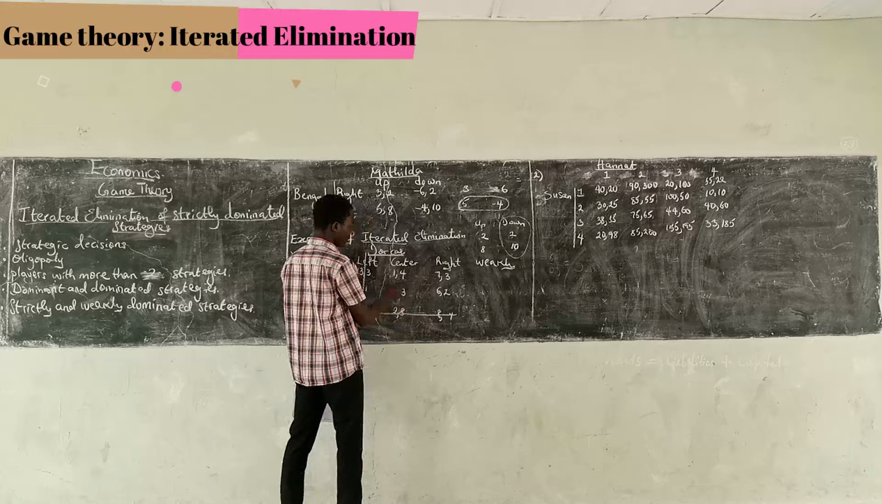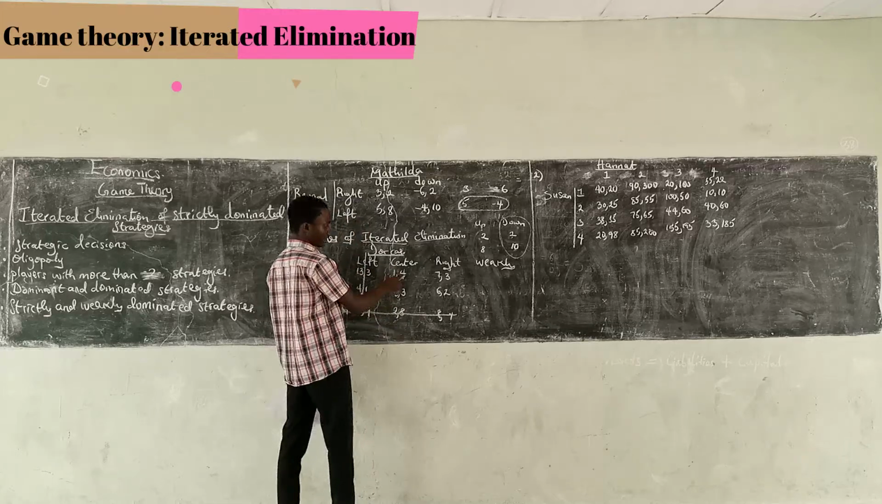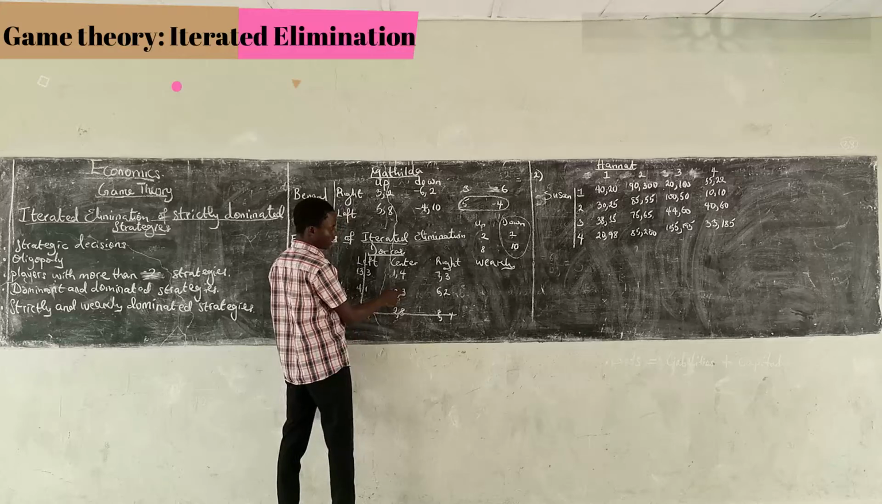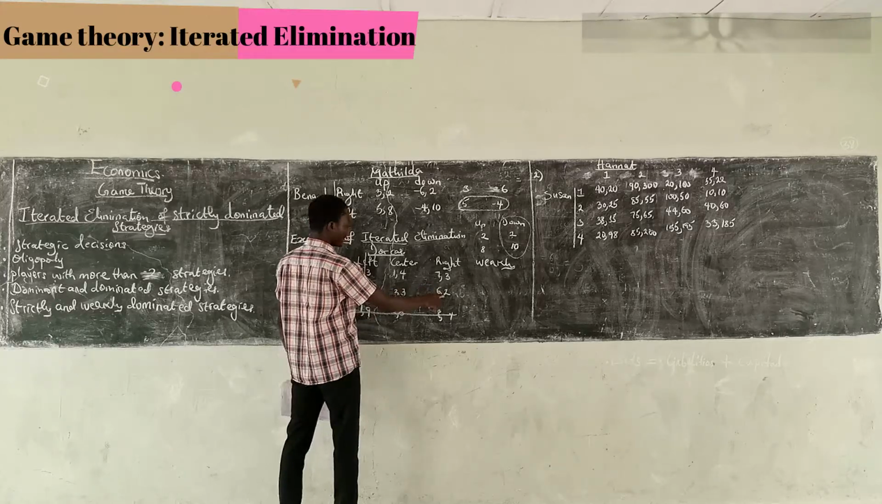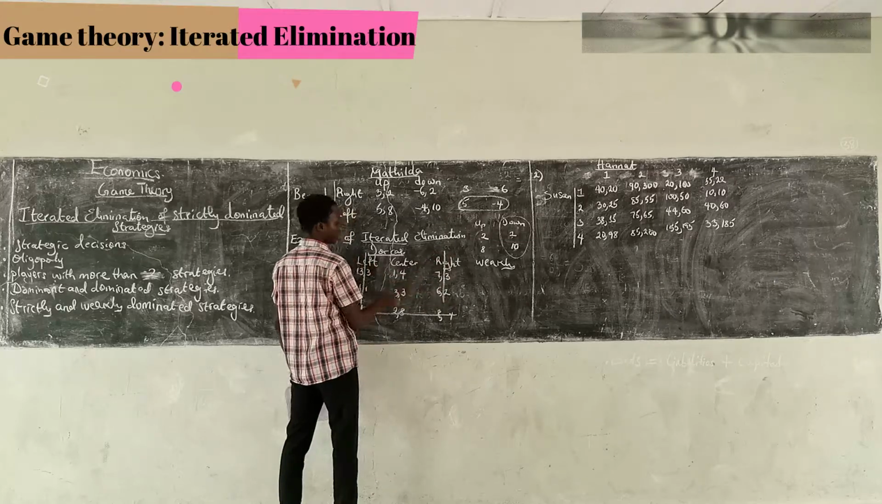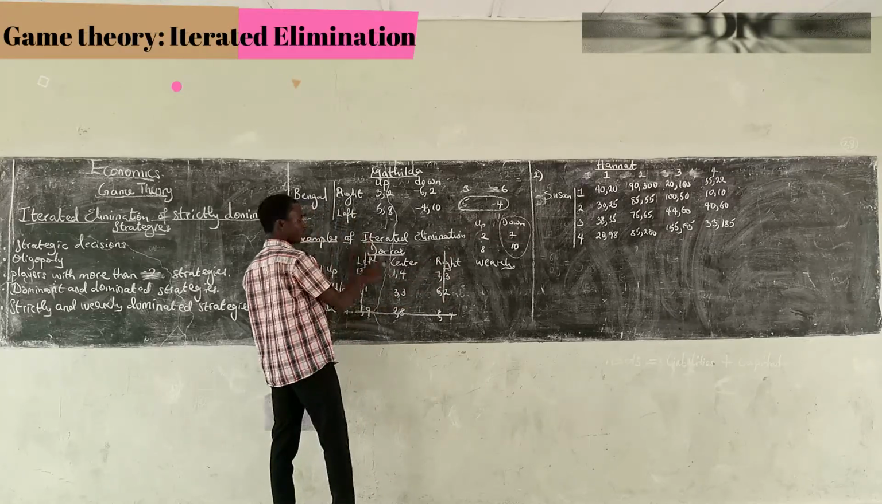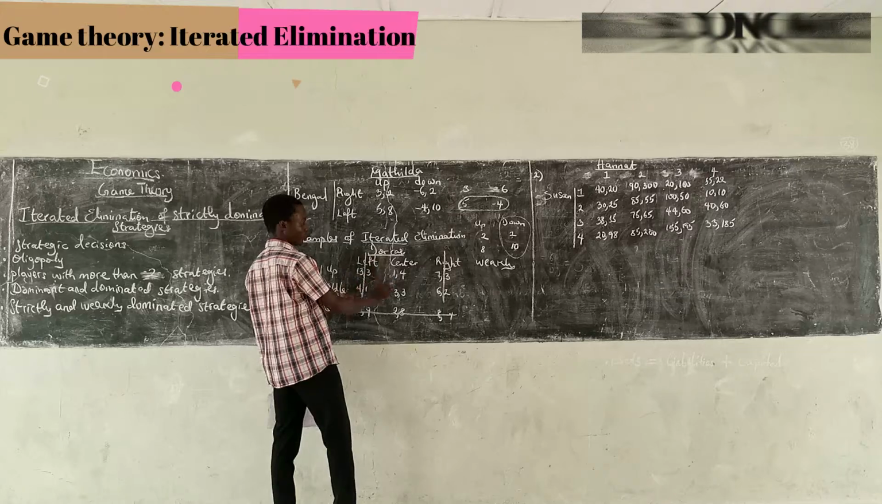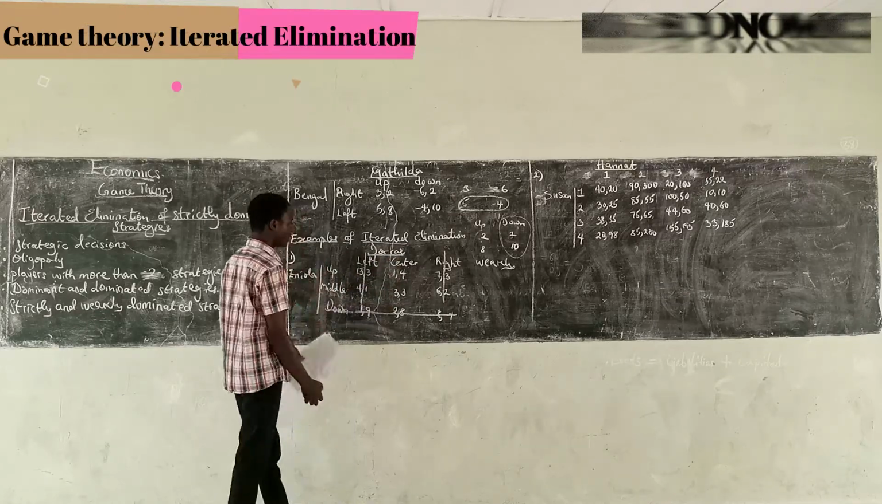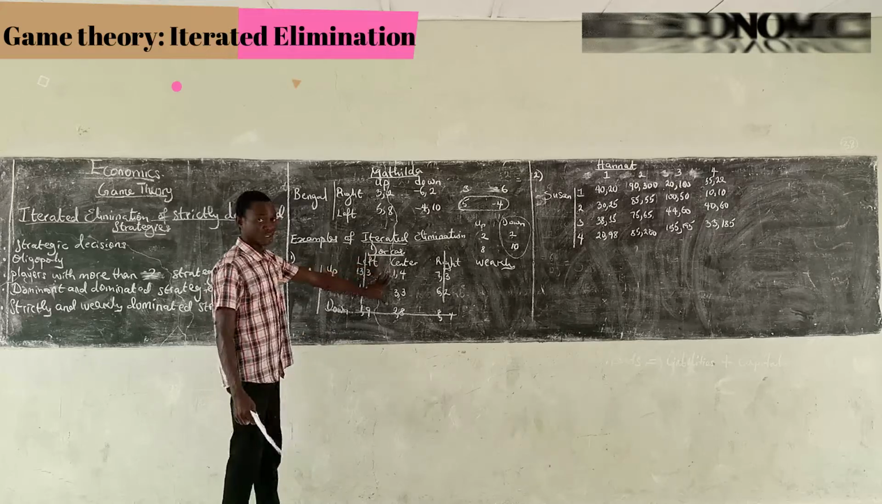Let's compare here. For Dorcas again, 4 here is better than 3, right? 3 here is better than 2. Which is saying that Dorcas will also not play right at all, because there is a strategy, playing center, that strictly dominates playing left or playing right. So we are left with 2 payoffs, and Dorcas should play center.